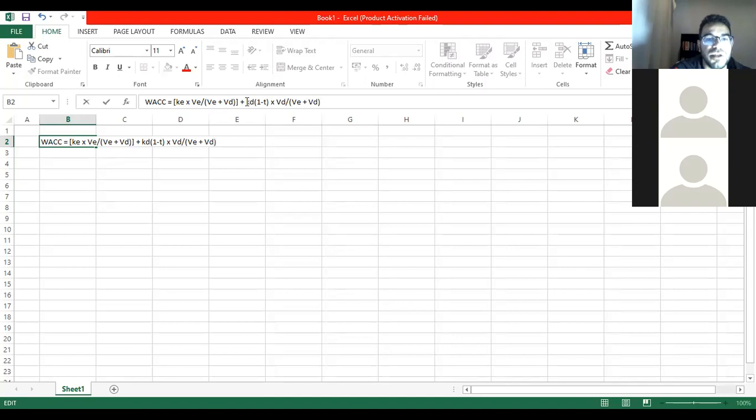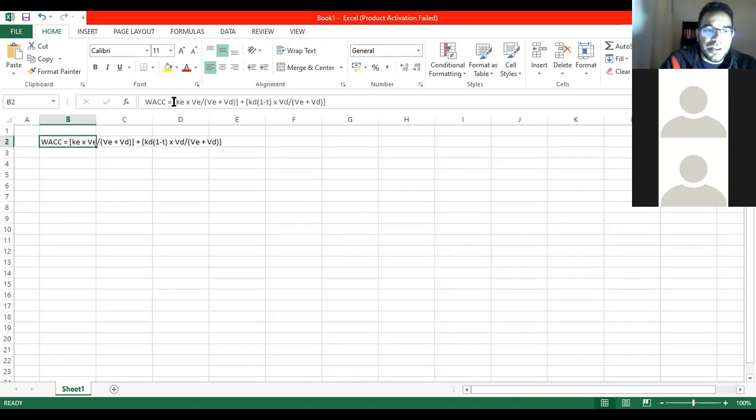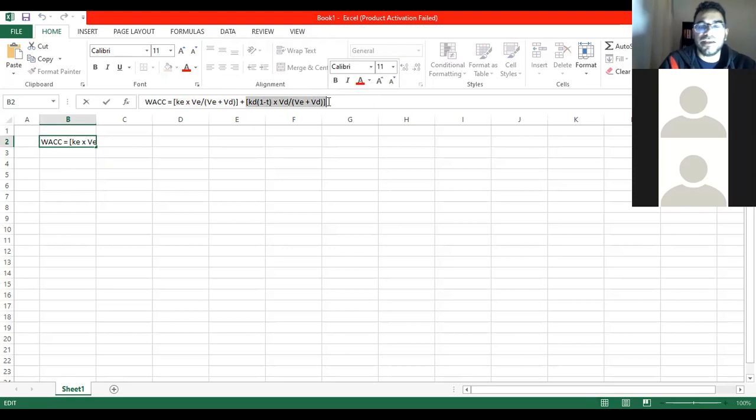Now, this may look daunting, but let's break it down. Remember what I told you. You need three things to calculate WACC. Number one, you need to determine your sources of finance. So if you look at the formula, this is equity, this is debt. So that is number one, identifying our sources of finance, equity and debt.